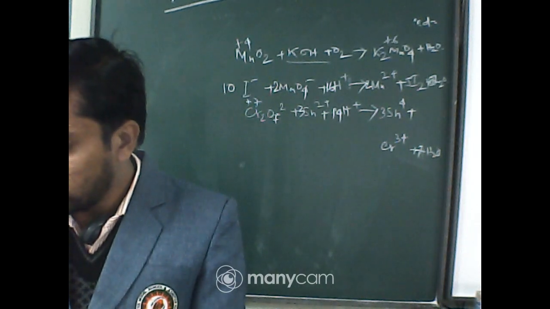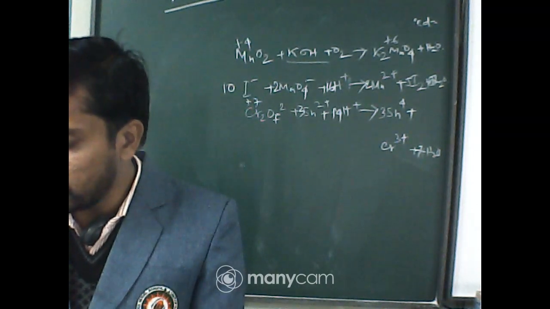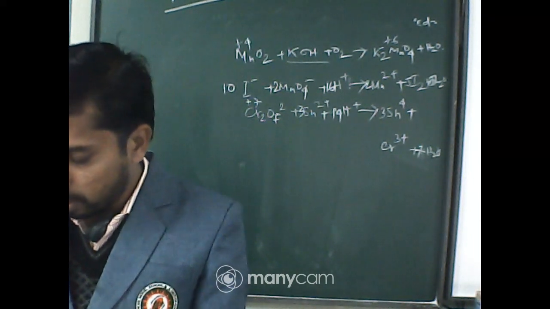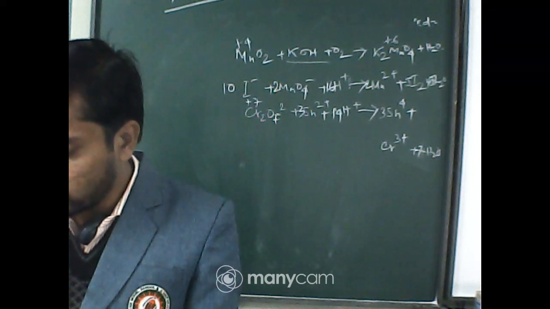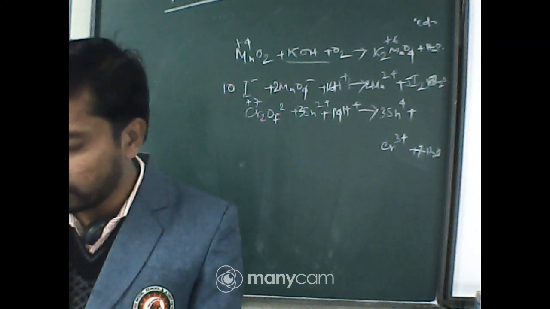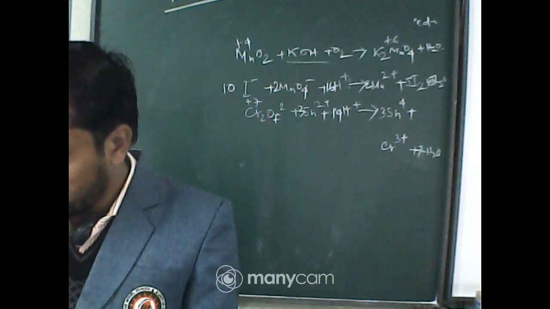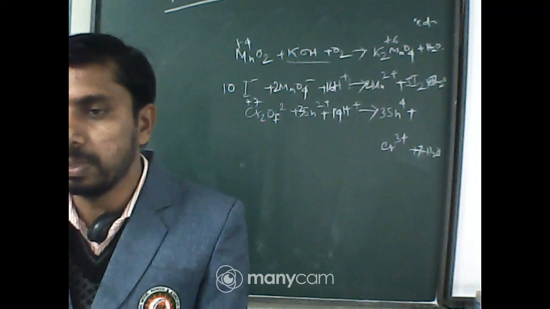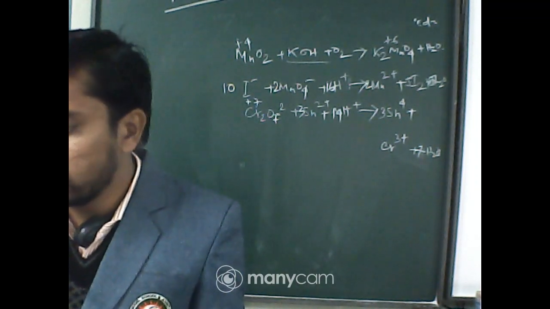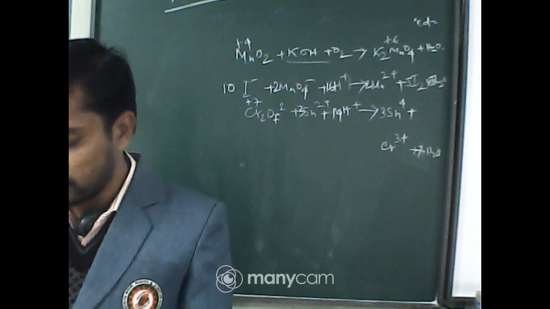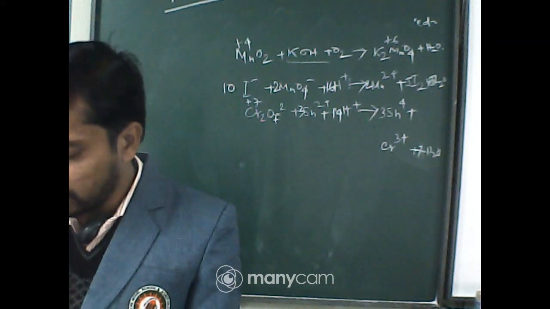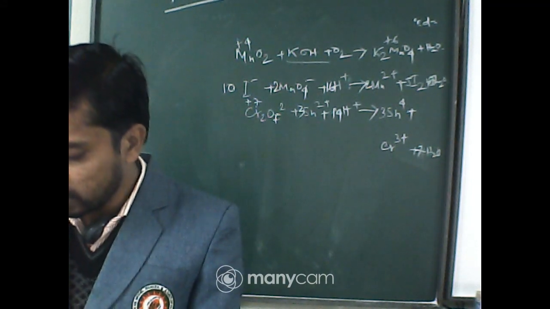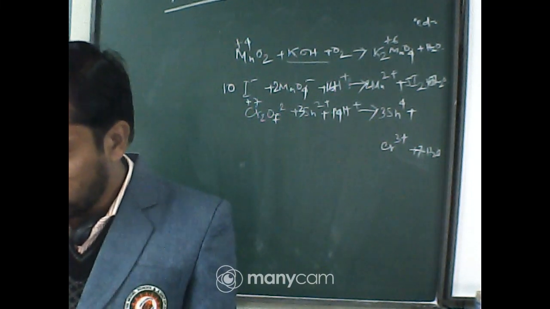Number 3, in solid state PCl5 exists as an ionic compound. PCl5 in solid state is ionic due to the formation of two ions. Two molecules of PCl5 form PCl4 plus and PCl6 minus. For this reason it exists in ionic form. So these are the explanation type questions from there.